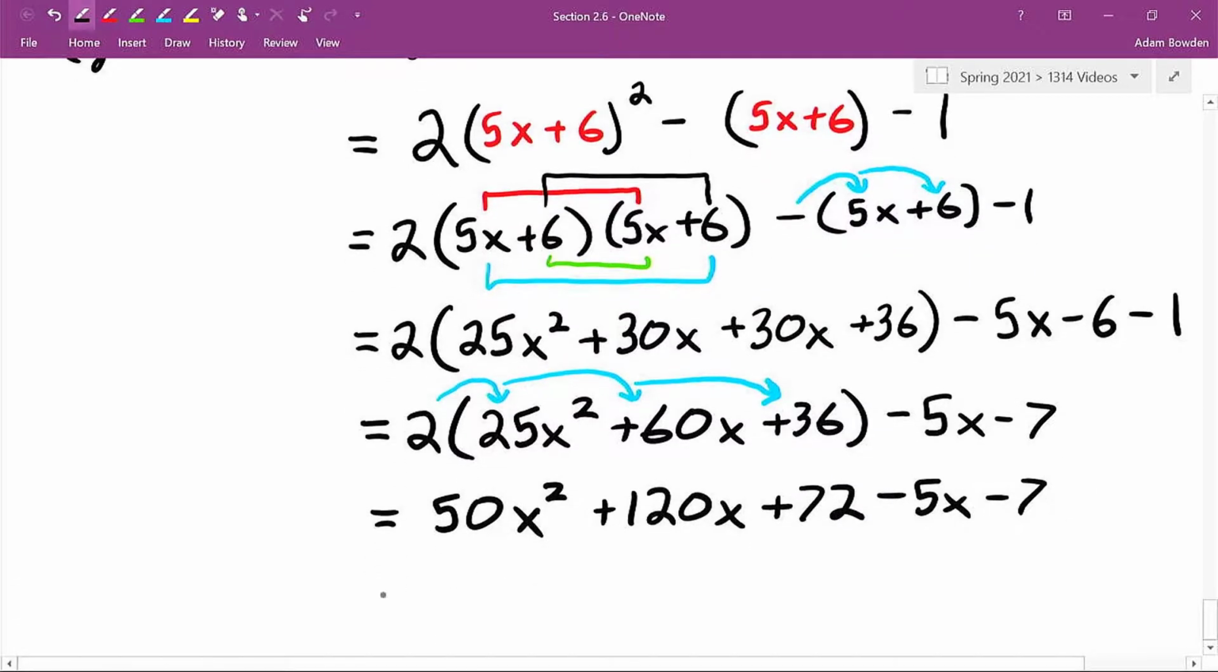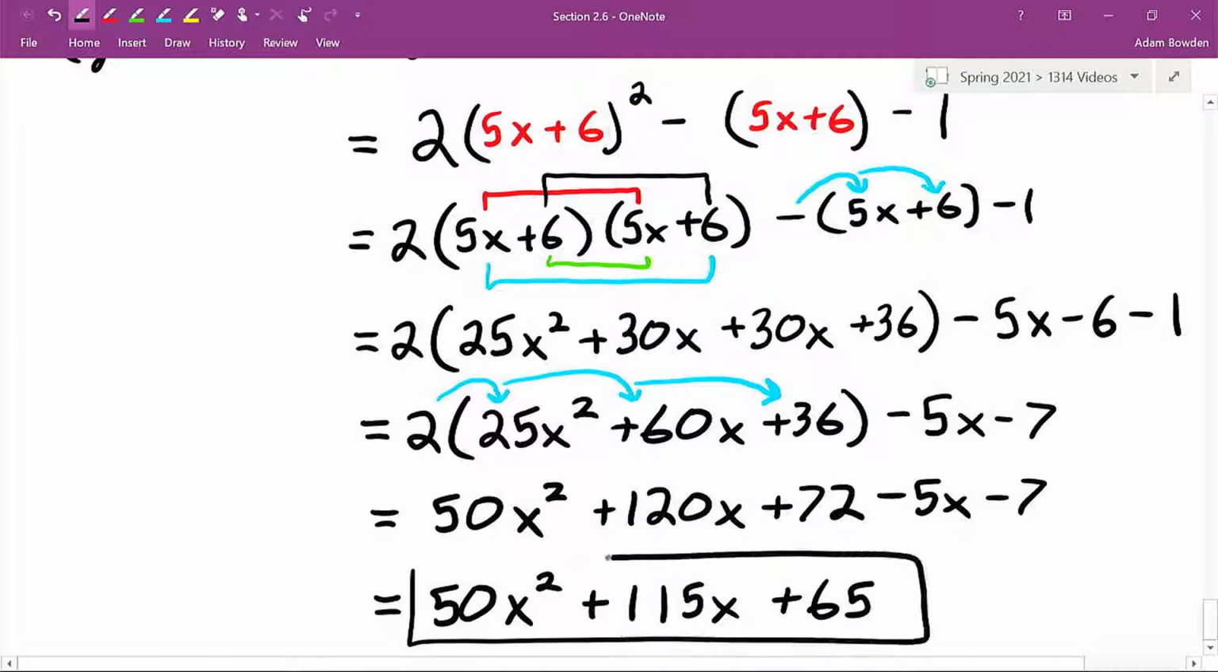And there's not a whole lot more left to do. We can combine some things together. The 120x and the negative 5x would go together to be 115x. 72 minus 7 would be 65. So all together, that's what it would look like when we're done.